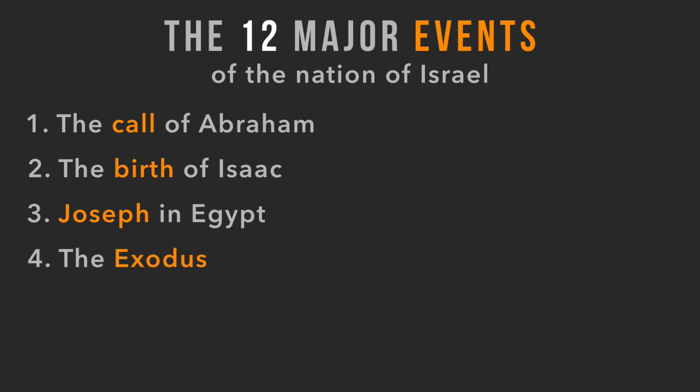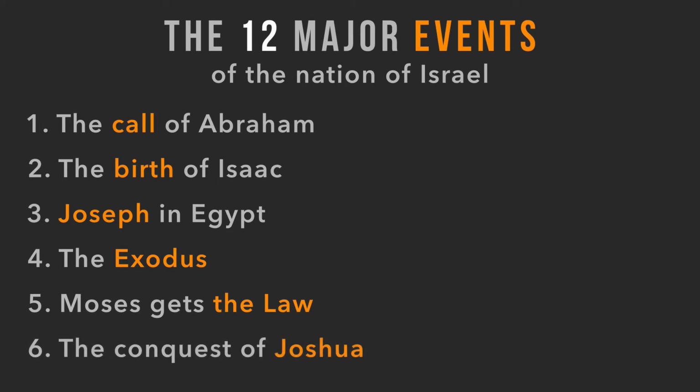Event number 5 is after the Exodus and at Sinai. This is where Moses gets the law. And then we have number 6, which was the conquest of Joshua, where Joshua actually had acquired the land that God had promised to Abraham 400 years beforehand. So these first 6 events we covered in part 1 of this course. And so part 2, we're going to actually go through the next 6.